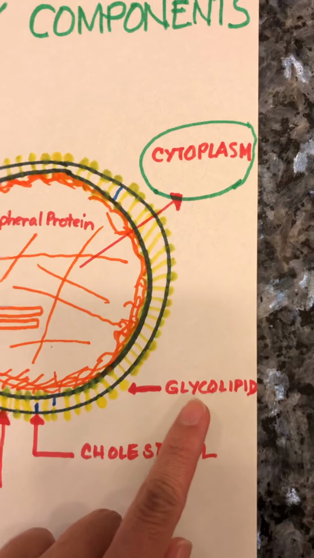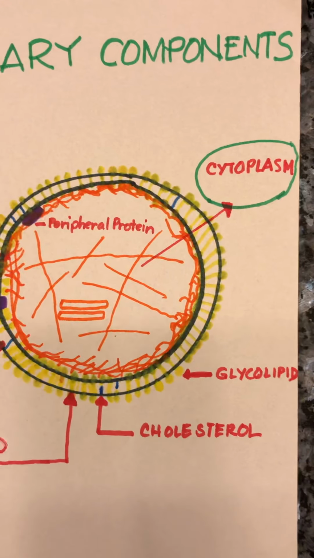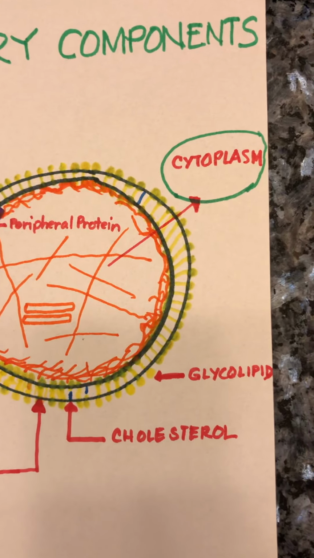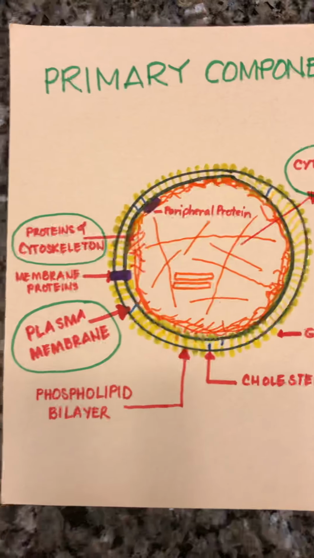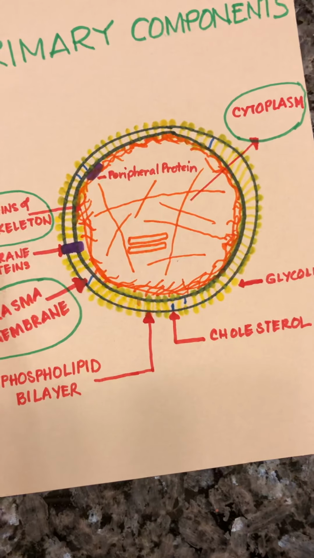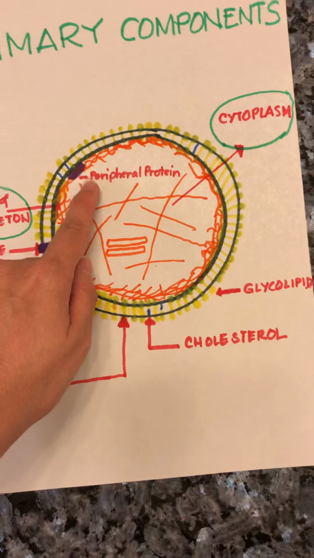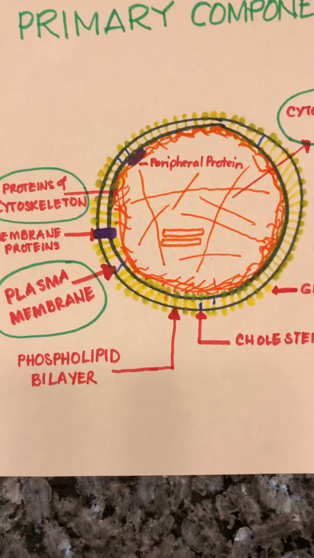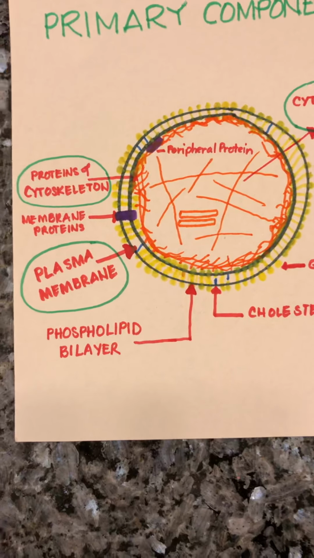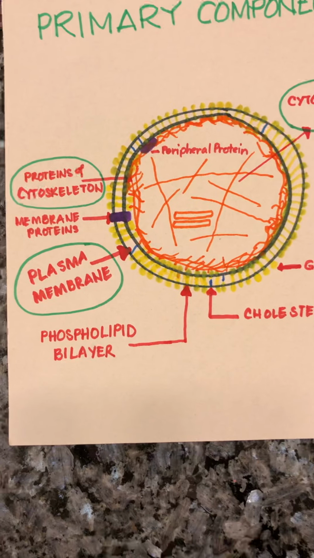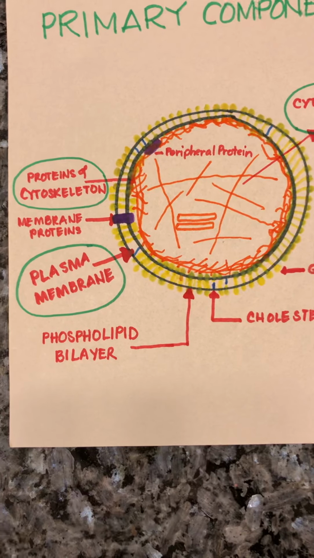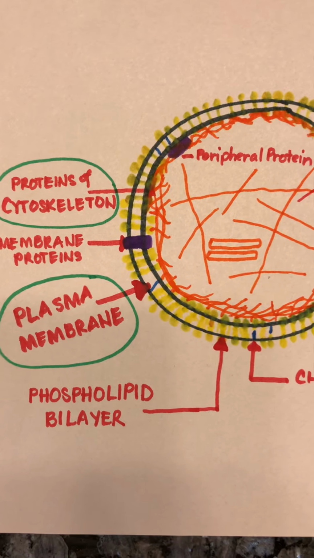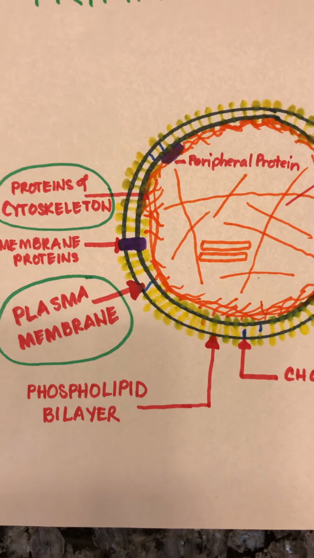Then we have the glycolipids. So the glycolipids extend from the extracellular surface and provide a variety of functions. Now lastly, we have the membrane proteins, and those are the purple ones. Membrane proteins have numerous functions, and that includes receptors, second messengers, enzymes, channel proteins, carrier proteins, cell identity markers, and cell adhesion molecules.